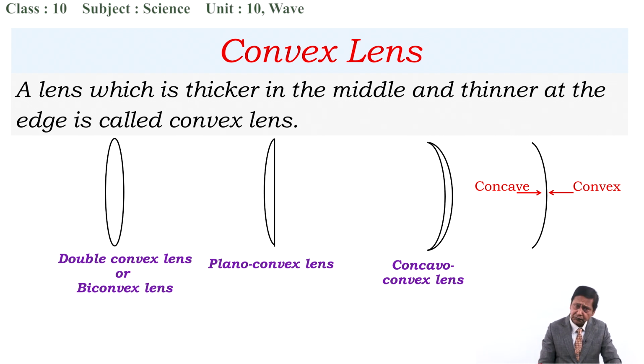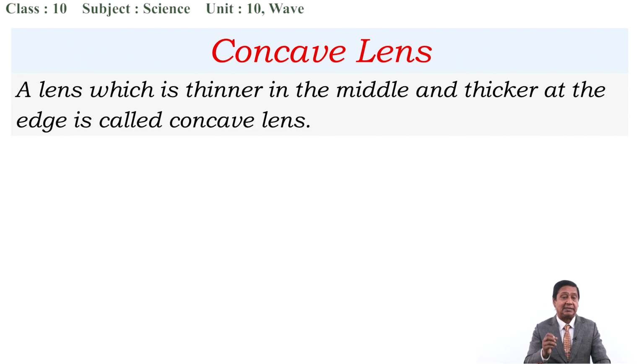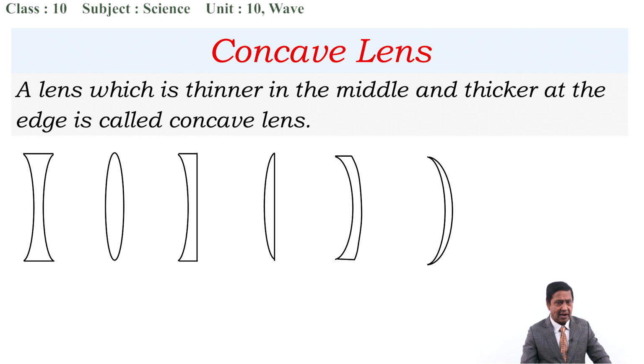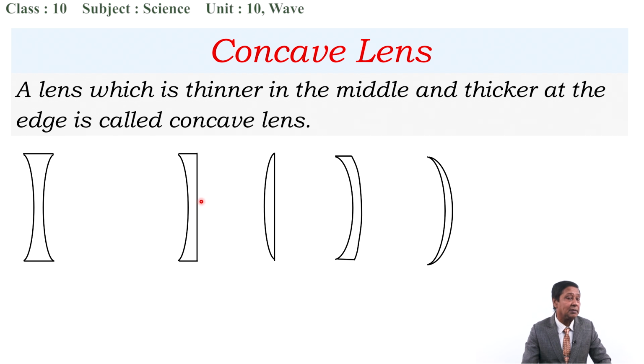Okay. What about concave lens? What is concave lens? A lens which is thinner in the middle and thicker at the edge is called concave lens. Let's have all these diagrams again. Among these, this is thinner in the middle, that's why concave. This is thicker in the middle, this is not concave. This is thinner in the middle, that's why this is concave lens. But this is thicker in the middle, this is not concave.